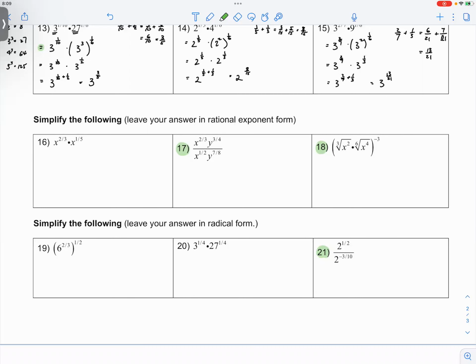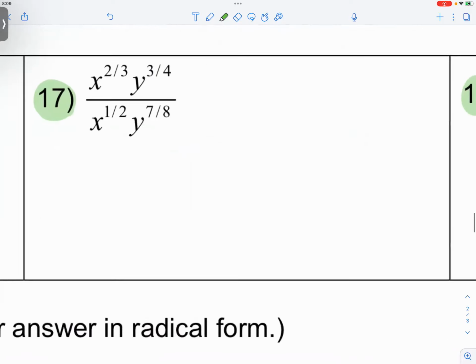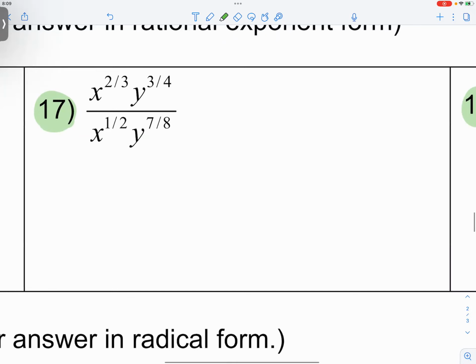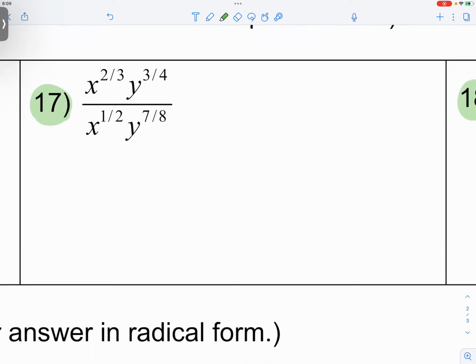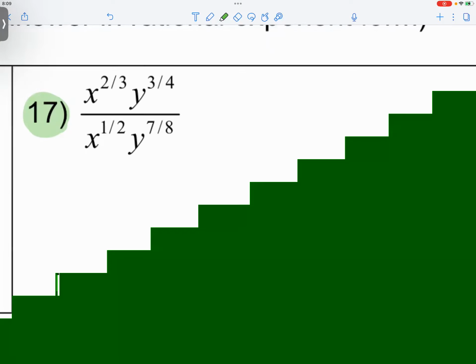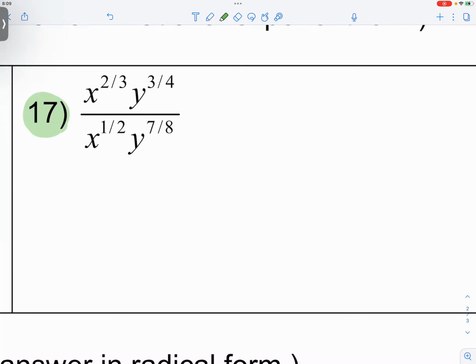All right, so 17, 18, and 21. These are three of the slightly more complicated questions that I want to go over here. Now, again, you can only combine the exponents together when they share the same base. So now for number 17, you see the x's, you see the y's. So I'm going to do the x first, and then we do the y's later.